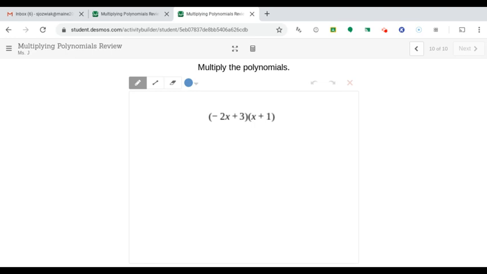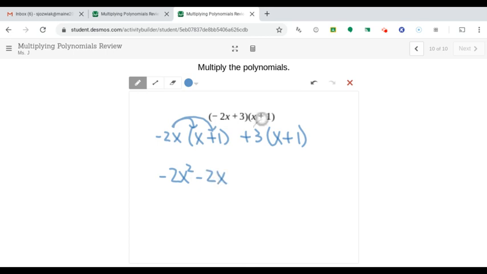And one last problem here. Now we're going to space this out, negative 2x plus 3. And then here we're going to write that x plus 1 and x plus 1. And now we just distribute. So negative 2x squared minus 2x plus 3x plus 3. Here are our like terms. So negative 2x squared plus x, because that becomes a positive 1, right? And then plus 3.